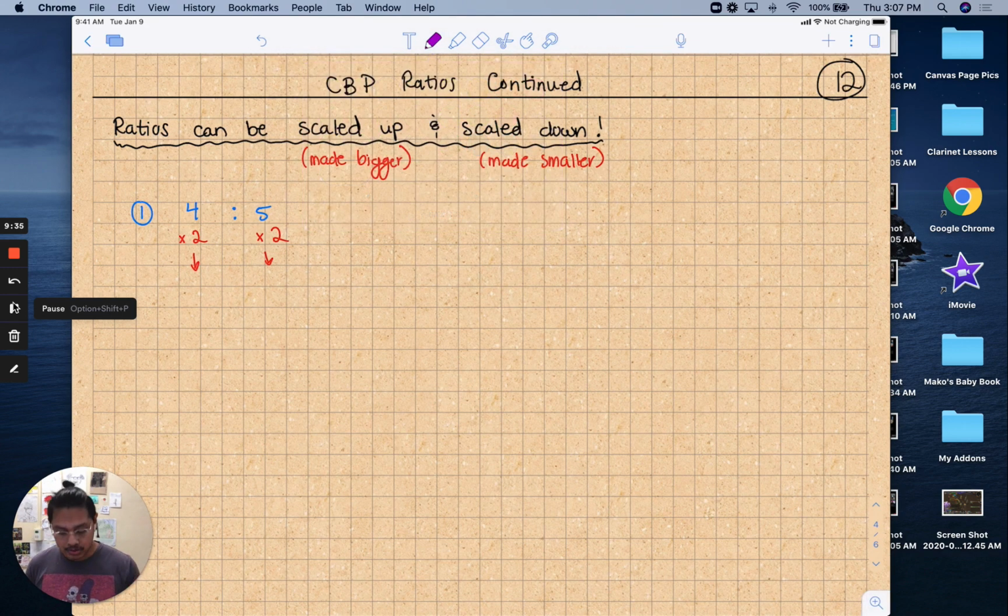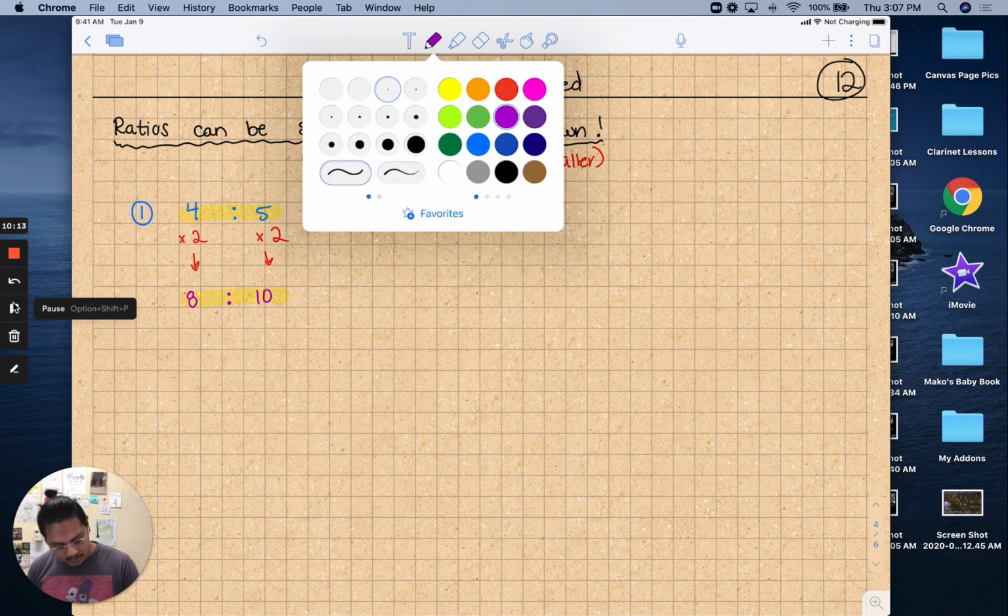I know that 4 times 2 gives me 8. And I know that 5 times 2 gives me 10. So my new ratio, now scaled up or made bigger, is 8:10. Now, I want you to take a moment and look at this original ratio and our new ratio. If we were in class, I would ask, what do you notice? What do you notice about these? Or what if I were to write them as fractions? I'm going to write them next to each other.